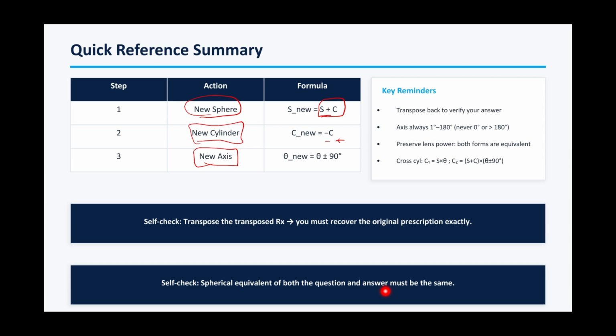And if at all you still have a doubt as to whether we have done it correctly, transpose your answer back, and if you get your original question, that means you have done your transposition correctly. So take home summary, first do all the steps orderly, you can never go wrong. In spite of that, if you want to do some self-checking, transpose the transposed prescription, you must recover the original prescription. Second step of cross-checking is spherical equivalent of both the question and the answer must be the same.